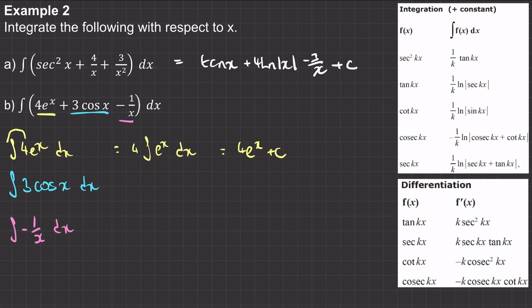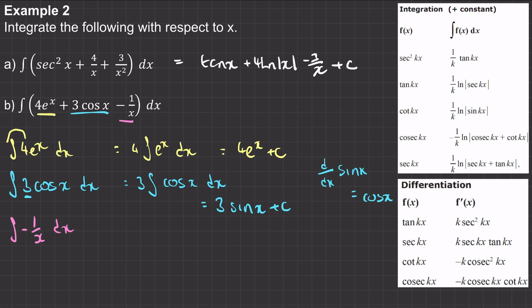And then for our blue one, again, we can move a 3 in front of our integral sign. So 3 times the integral of cos x. Now, we don't have the standard integral of cos x, but what we should know is that the derivative of sin x is equal to cos x. So when we go back the other way, when we integrate cos x, we get sin x. So this will be 3 sin x plus c.